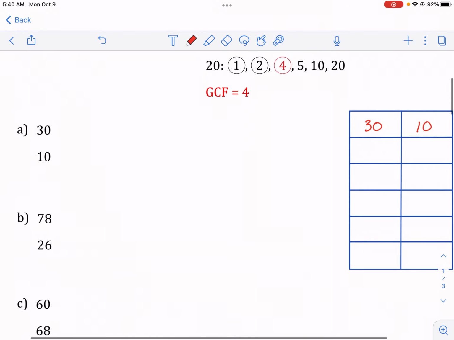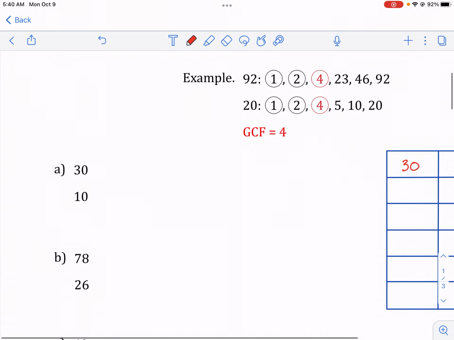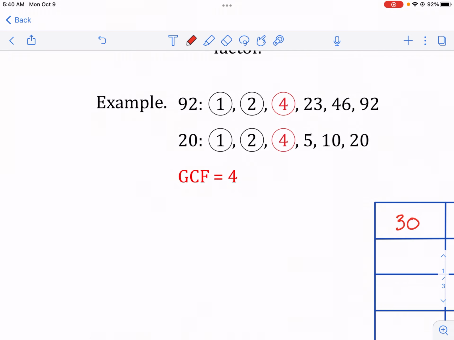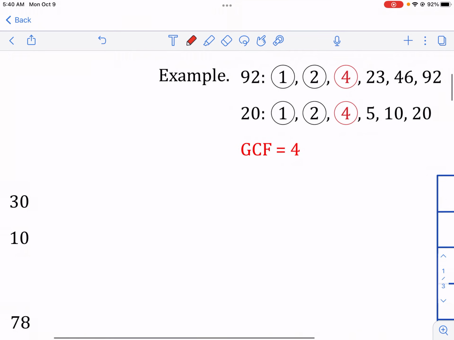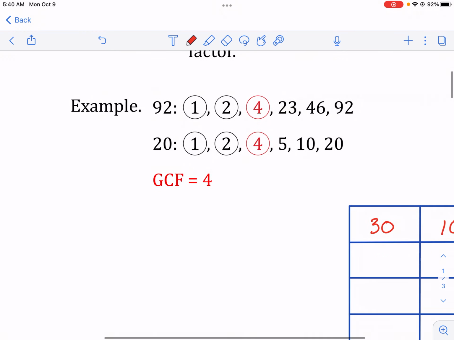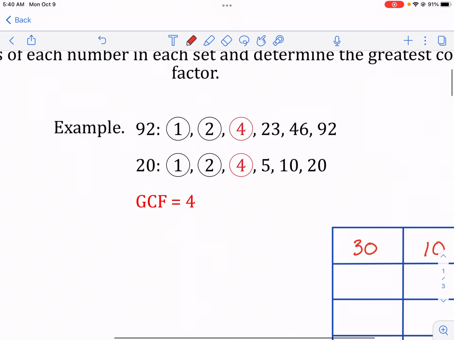For this particular one, we're talking about numbers and products from 10 to 100. What we need to do is find the factors of the two numbers that are listed for each problem. Once we're done finding all the factors, we're going to find the largest of those factors that are shared, which is also known as the greatest common factor, or GCF for short.